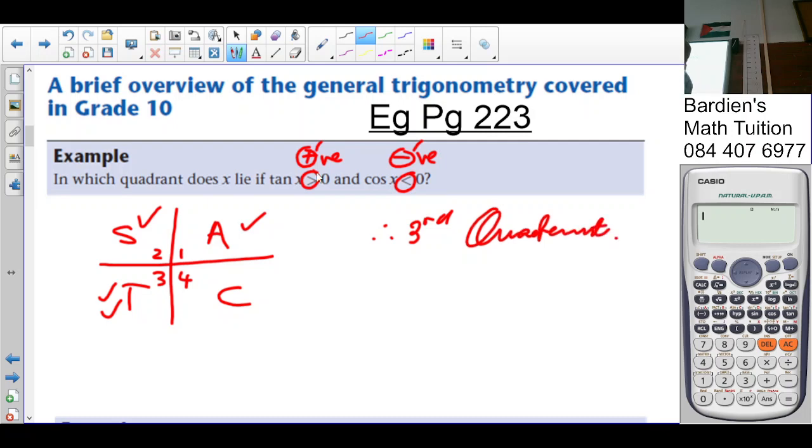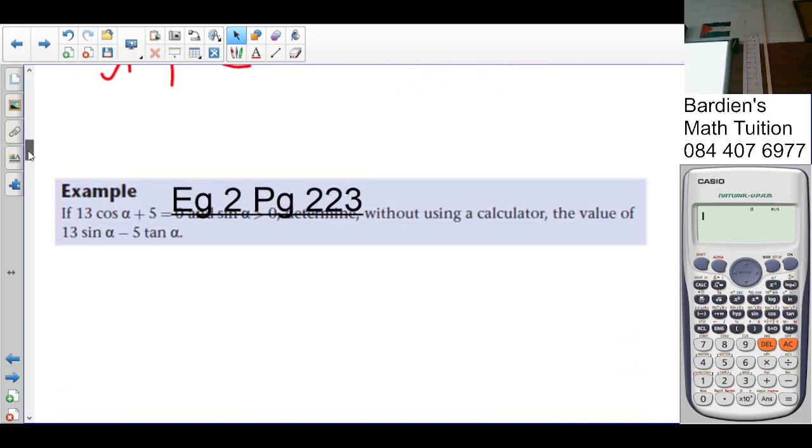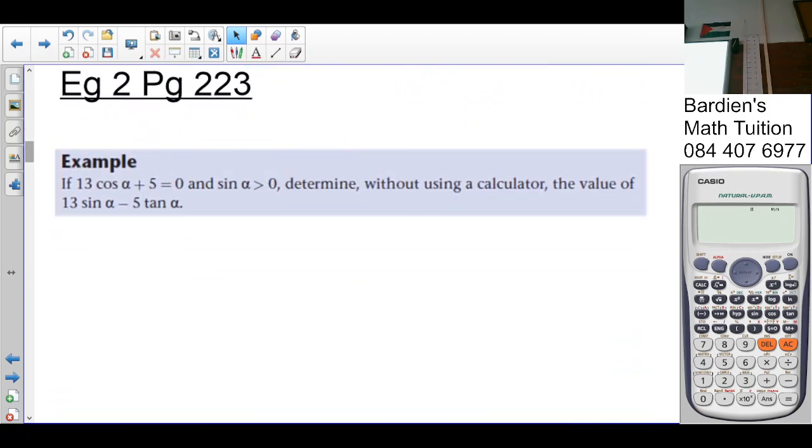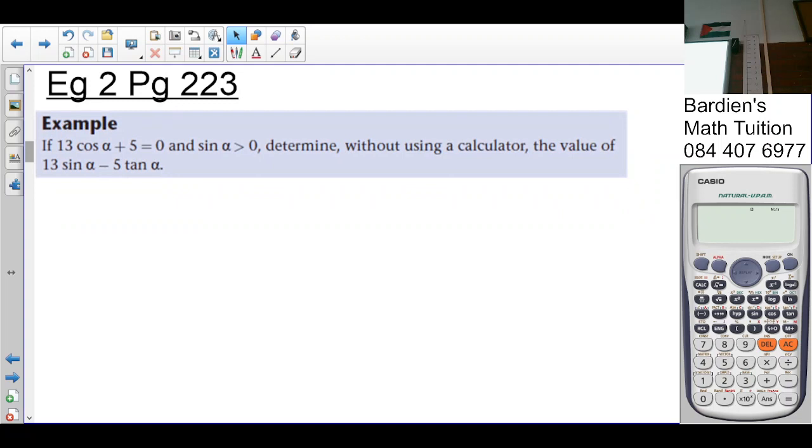Okay, do you guys understand? Any confusion? No. Right. Go to the next one. Example 2 on page 223. Write it down, then answer the question for me.